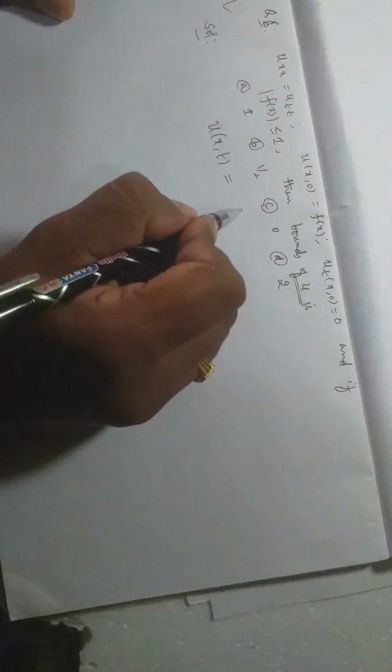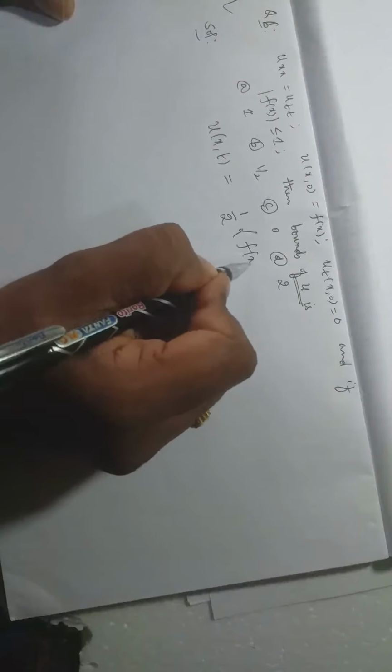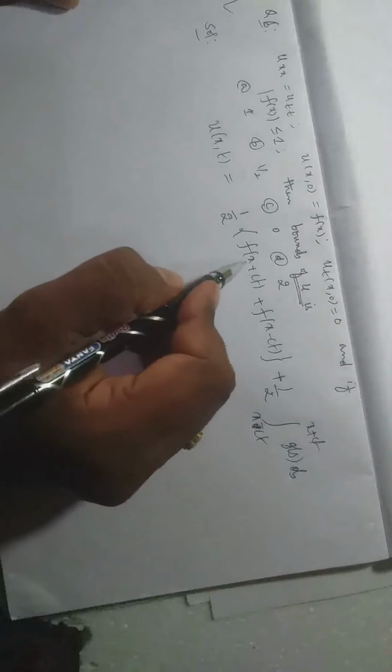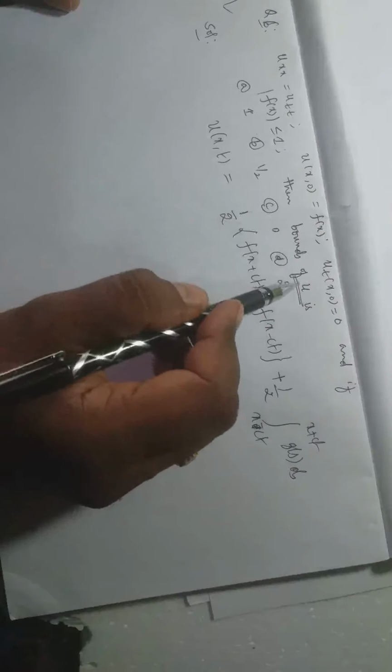Then this is one question asked in the NET. Find the bound for u with this condition. So what is the bound for u? So u of x comma t we already know is half of f of x plus ct plus f of x minus ct plus 1 by 2 into the integral from x minus ct to x plus ct of g of s ds. Here he has given, what is the bound for u.